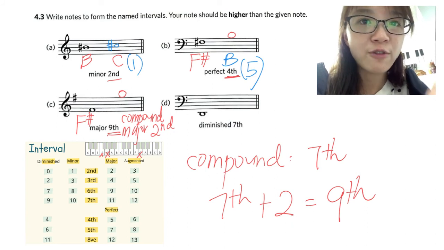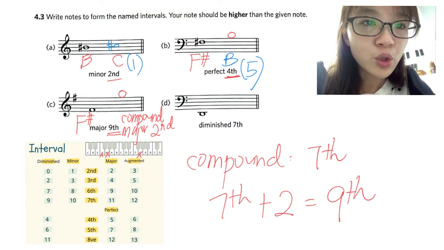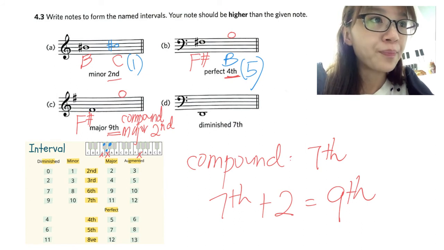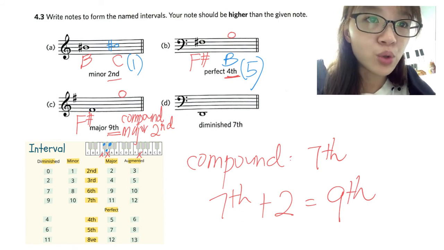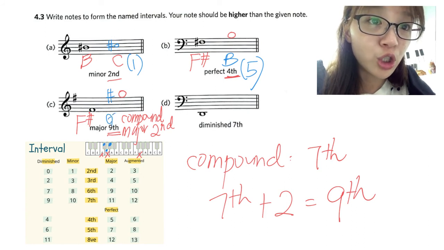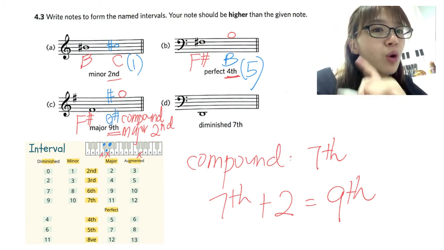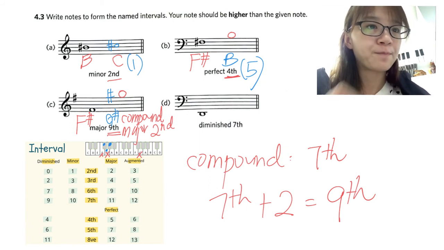So you start on the F sharp. So 0, 1, 2. It gives you this note, the G sharp. So it gives you 2 semitones. So the answer is G sharp. So F sharp to G sharp gives you a compound major second.